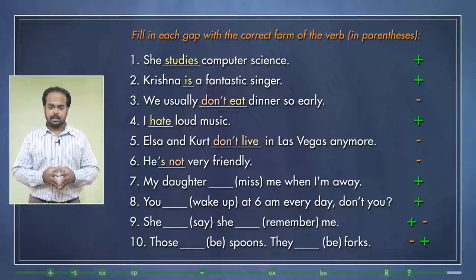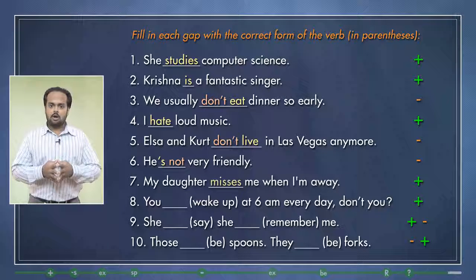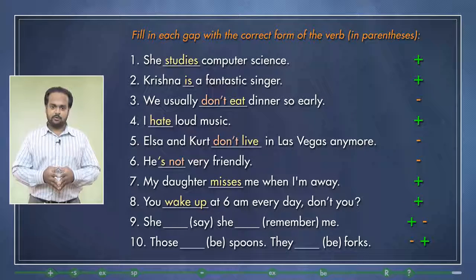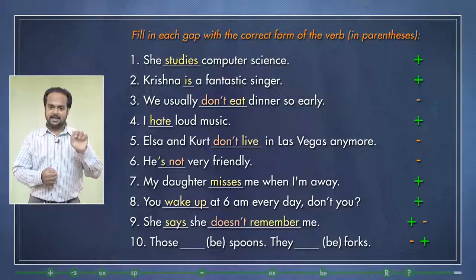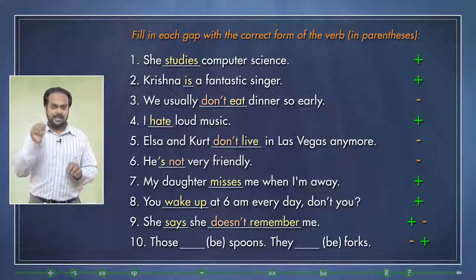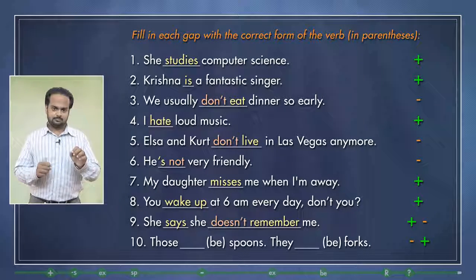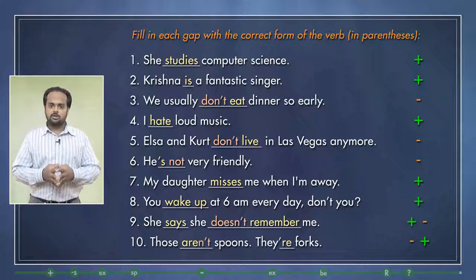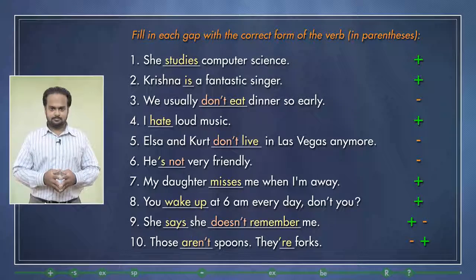Both are okay. Number 7 should be, my daughter misses me when I'm away. Misses is spelled with ES, remember. Number 8, you wake up at 6 a.m. every day, don't you? In number 9, there are 2 gaps. She says she doesn't remember me. It's a common mistake to say, she say. Don't make that mistake. It's he says, she says. And finally, in number 10, again, 2 gaps. Those aren't spoons, they're forks.